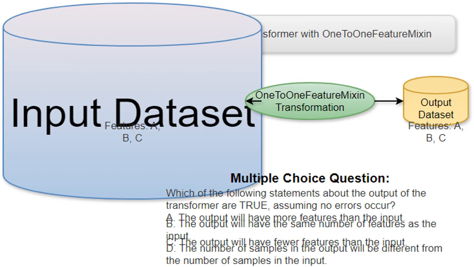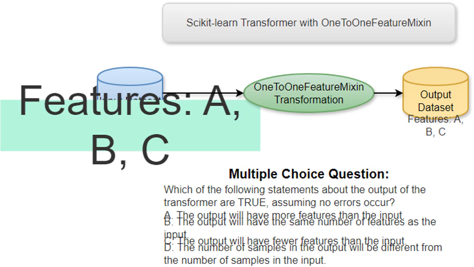I'm starting with a dataset. Think of it like a spreadsheet where each row represents a data point, like a customer or a product, and each column represents a feature, like age, income, or price. This specific dataset has features labeled A, B, and C. These are the names of the three features in my input dataset. I'll use them to explain this concept.